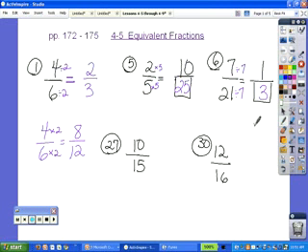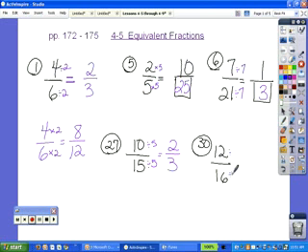For numbers 27 and 30, we need to write the fractions in simplest form. So we need to ask ourselves what can go into both 10 and 15 evenly. Since 5 can go into both 10 and 15 evenly, we'll divide the numerator and denominator both by 5, and our answer is 2/3. And then we ask, can anything go into both 2 and 3 evenly? Since the only thing that can go into 2 and 3 is 1, we know it is in simplest form. For number 30, we ask ourselves what can go into both 12 and 16 evenly.